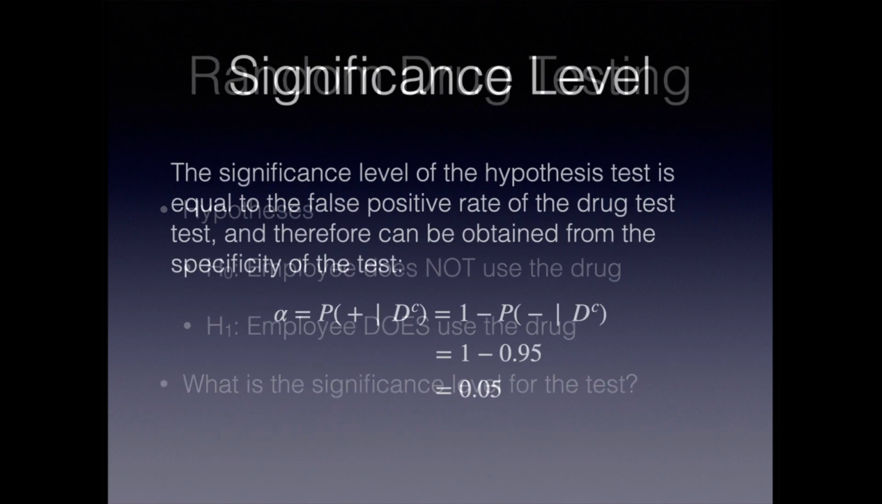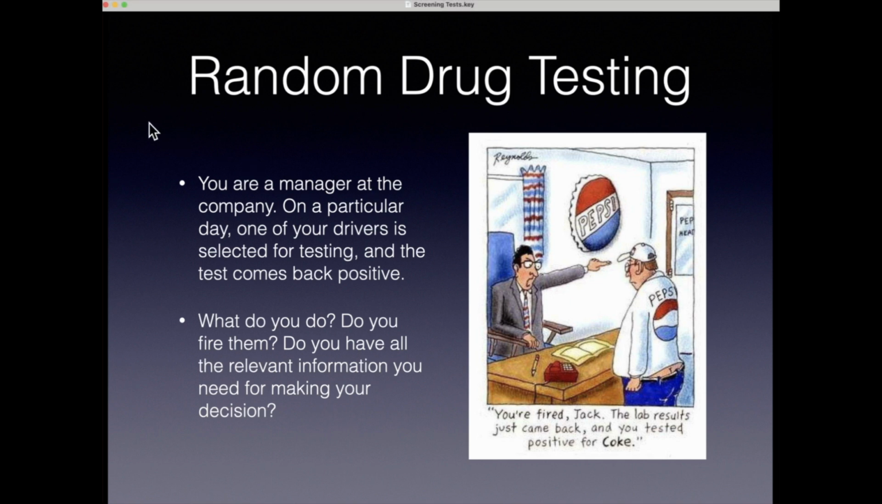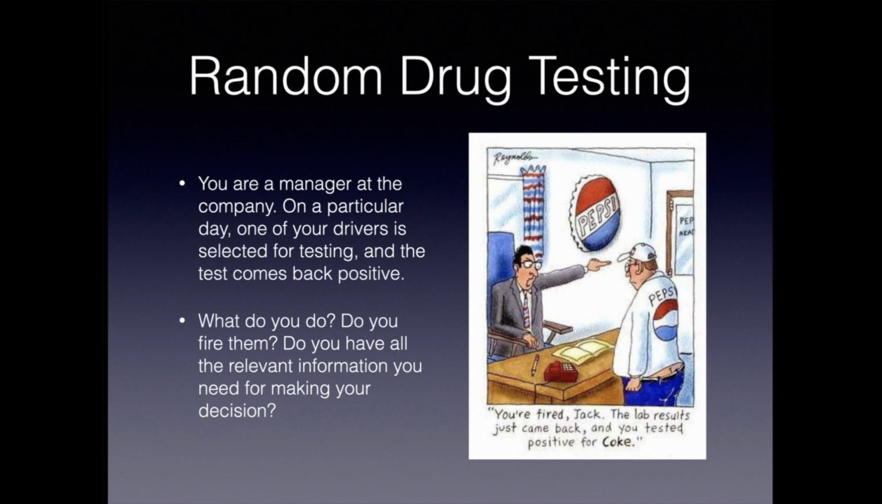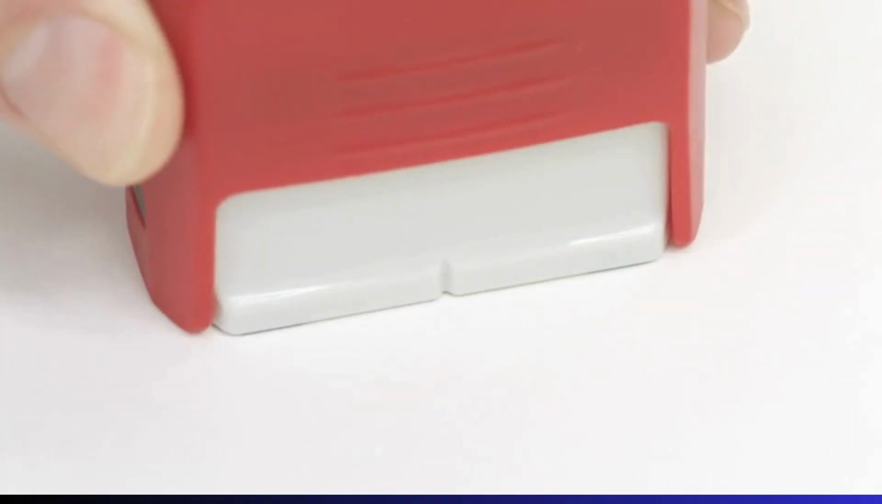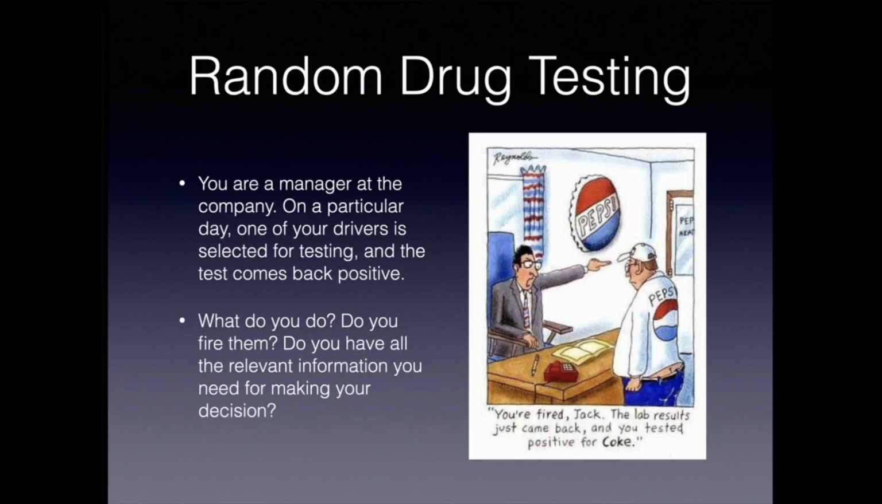So let me continue on. Here we have the scenario. You are a manager at the company, and on a particular day, one of your drivers is selected for testing, and the test comes back positive. So what do you do? Do you fire them? The question is, do you have all the relevant information at this point that you need for making the decision? We presumably know the accuracy characteristics of the test, but do we have everything we need to know?